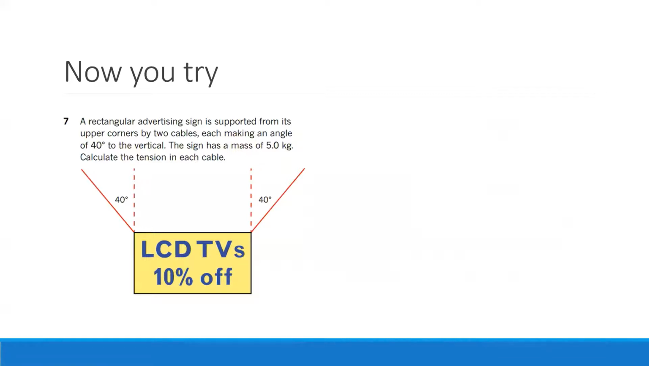I'm going to actually set a timer, and then I'm going to work out the answer, and then I'm just going to write the answer down. I'm not going to solve it. I'm just going to write down the answer. So you've got 5 minutes to try and solve this. Go.